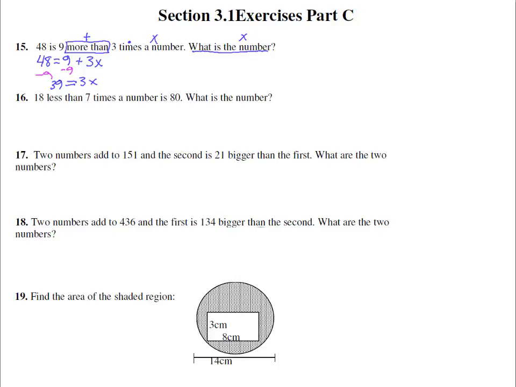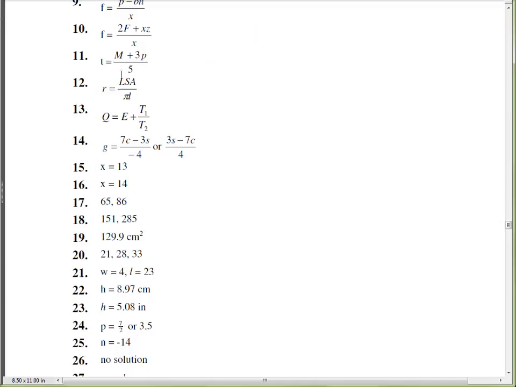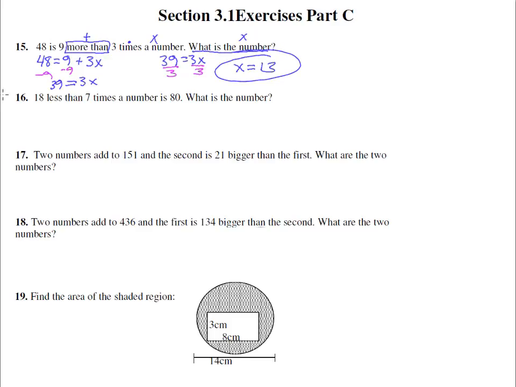Okay, how do we solve that one? Let's write it up here, so we have a little bit of room to work. 39 equals 3x. Well, we divide both sides by 3, and we get that x equals 39 divided by 3 is 13. So that's our number, 13. Let's check our answer. And number 15, x equals 13. Good.